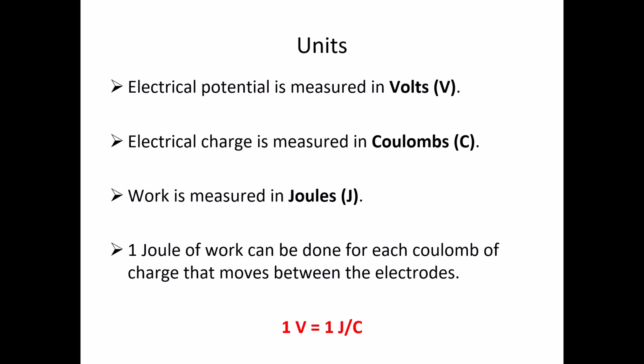And when we look at how these combine, 1 volt going through a cell is equal to 1 joule of work per coulomb of charge. So voltage is actually a ratio of joules to coulombs. And that's going to be an important idea in a minute.